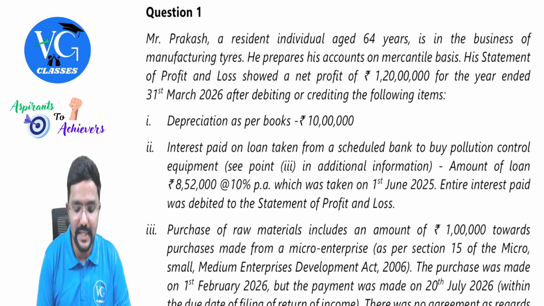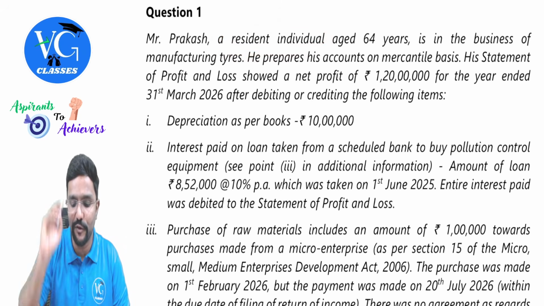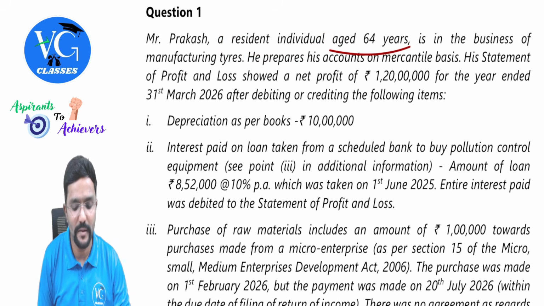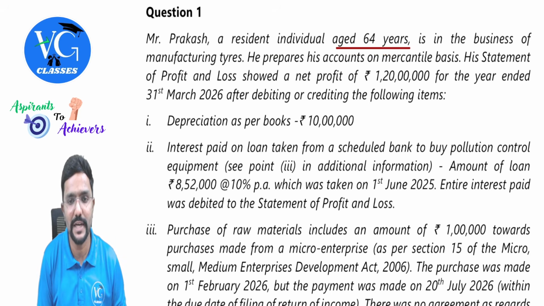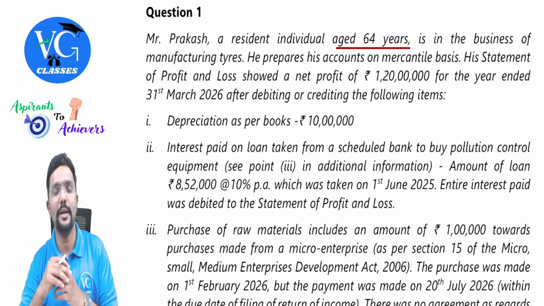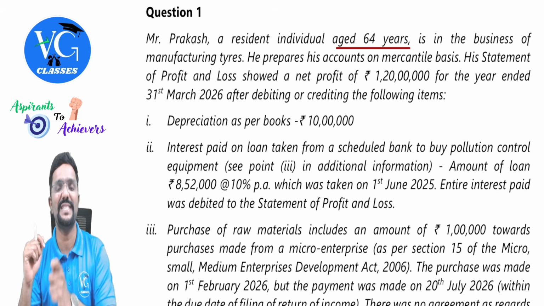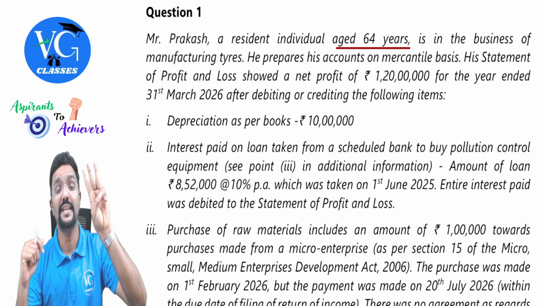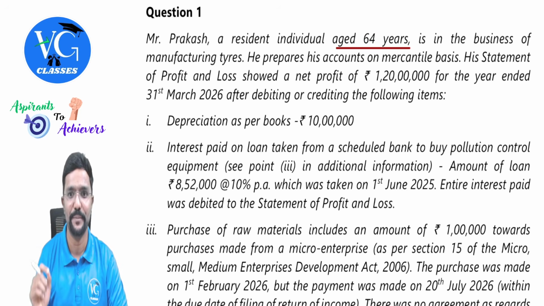Mr. Prakash, a resident individual, aged 64 years, very important. Why? Because in the answer, in one or the other place, it will play a major role, guys. Especially under the optional scheme, because for a senior citizen who is aged 60 or more and resident in India, the basic exemption limit will be 3 lakh while computing tax liability.